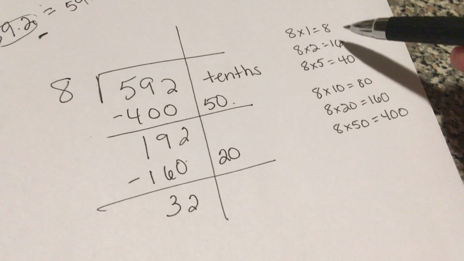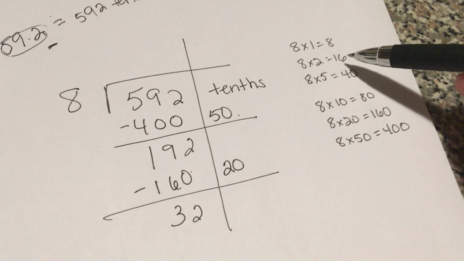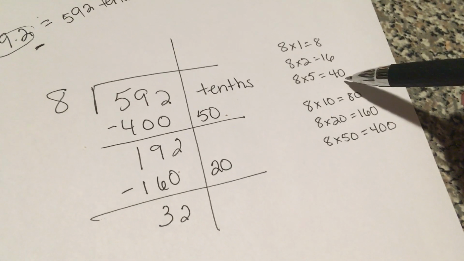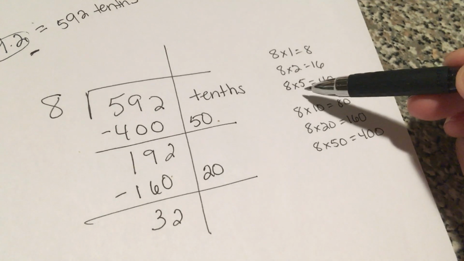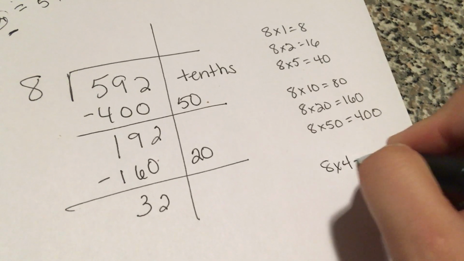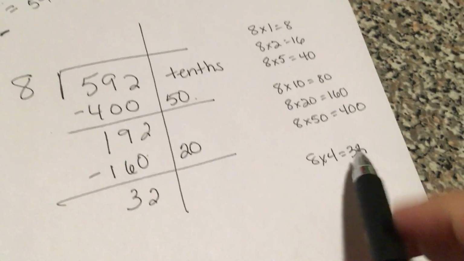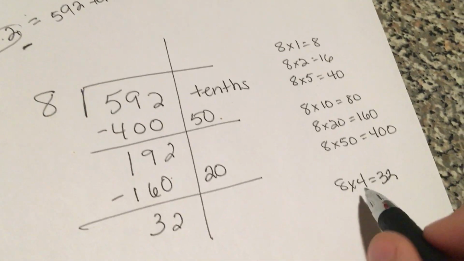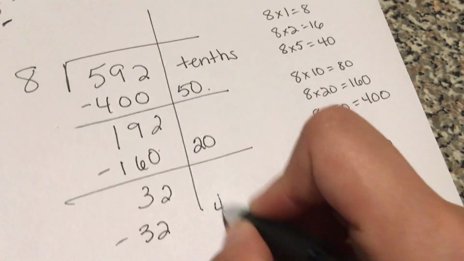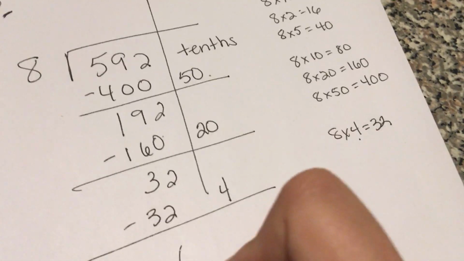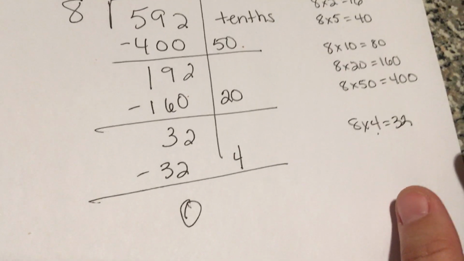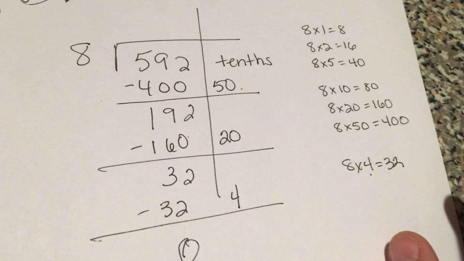Now when I look at my friendly numbers here, I've got 40 and 16. I have no 32 on my list, so I have to figure out where 32 is. I know that 32 is really close to 40. So instead of 8 times 5, because that's too big, I'm going to try 8 times 4 and see if it gets me close to 32, and it's exactly 32. So that was 4 groups. And I end in a 0. When I have subtracted all the way down and I end in a 0, I know I'm done.